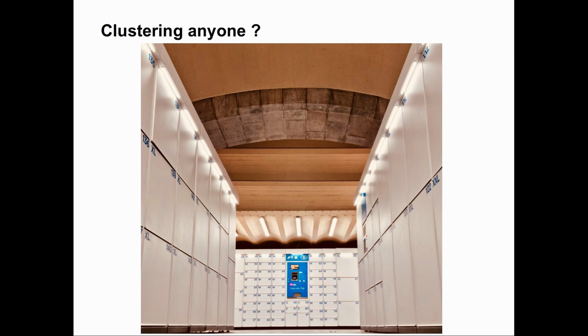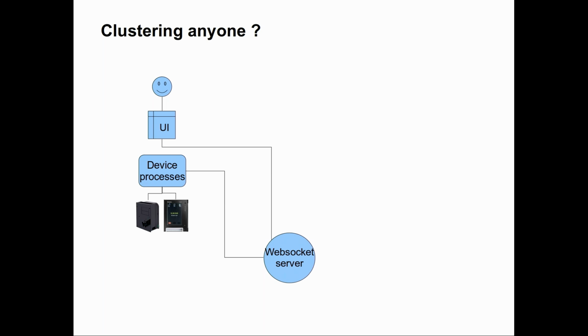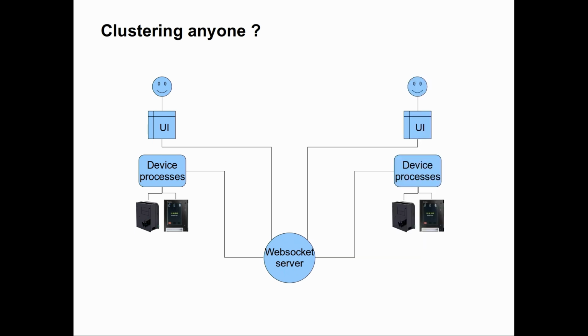Now, it goes beyond this, because what if we have multiple physical devices? We have 2 terminals here, but they all together control all of those lockers. So we're clustering things now. So what we do is we have one WebSocket server. We have one UI on this side with all sorts of devices. And then we have another UI for the other terminal, but everything connects to the same WebSocket server. So they can know each other's status as well.